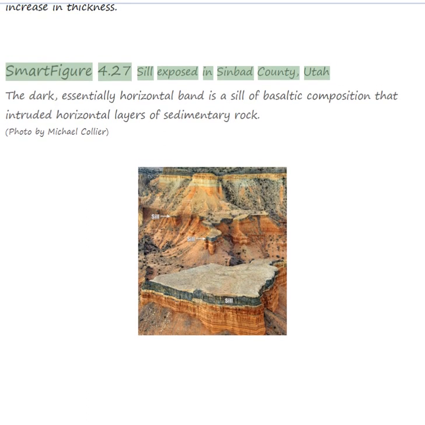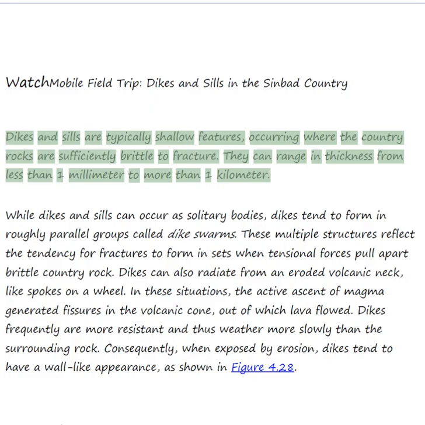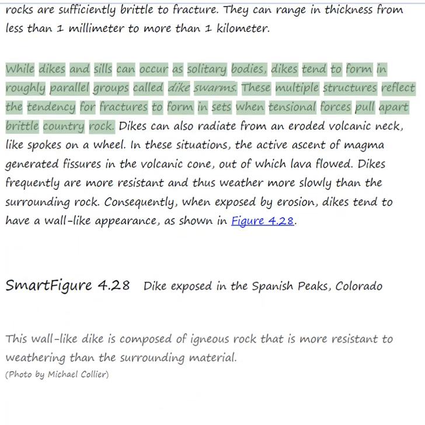Smart Figure 4.27 Sill exposed in Sinbad County, Utah. Dikes and sills are typically shallow features, occurring where the country rocks are sufficiently brittle to fracture. They can range in thickness from less than 1 mm to more than 1 km. While dikes and sills can occur as solitary bodies, dikes tend to form in roughly parallel groups called dike swarms. These multiple structures reflect the tendency for fractures to form in sets when tensional forces pull apart brittle country rock.